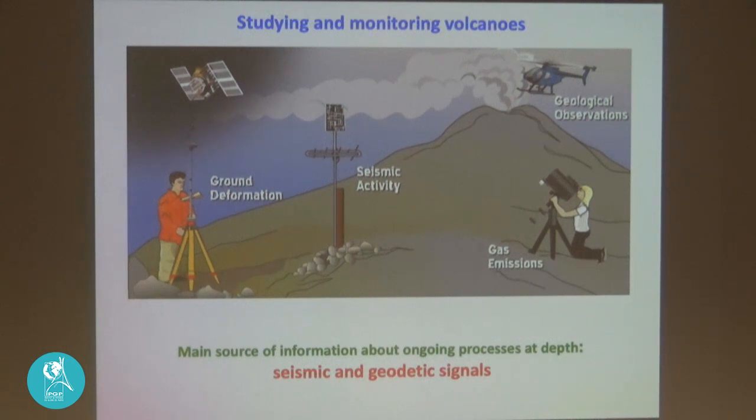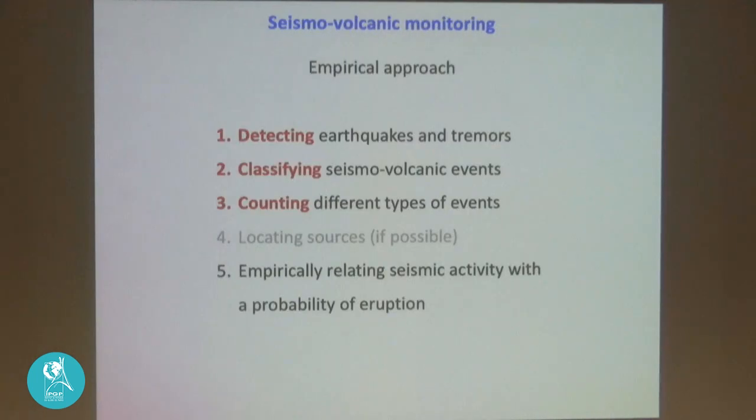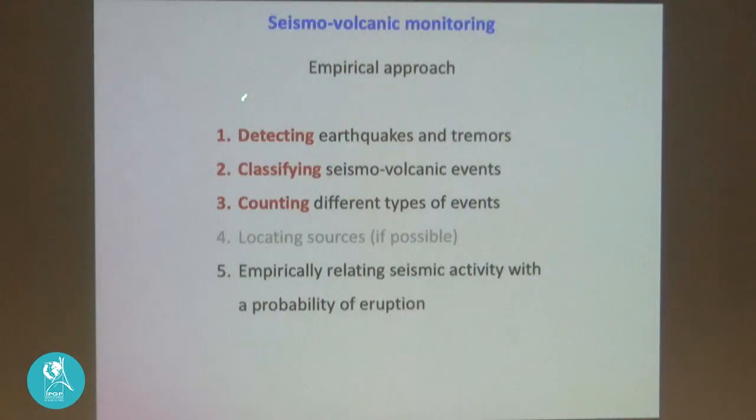If something occurs at depth and emits seismic waves, we can record this and try to make some inferences about it. And then, many other methods are very dependent on weather conditions. If there is bad weather, we cannot have visual observations or satellite images. Also, gas plumes can go away. So the most stable and robust methods of observation are seismic and geodetic. So how are seismic methods used in volcano monitoring?